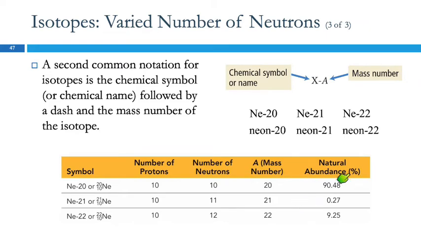These are the natural abundances of those three isotopes. It's not split evenly. The only way you can know is to look it up, because somebody took the time to figure it out. It's just something that is measured. So 90% are neon 20, about 9% neon 22, and almost none, less than 1%, are neon 21.